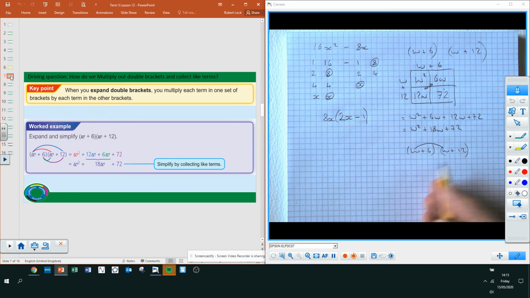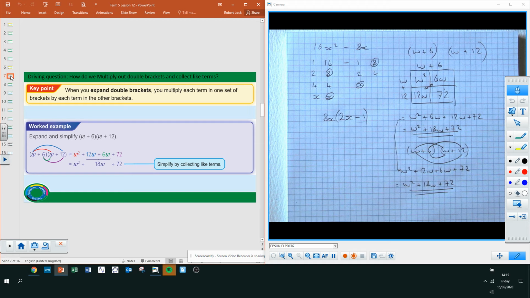W times w, so w squared. W times 12 plus 12w. 6 times w plus 6w. 6 times 12, 72, which marries up with what we got here. And then we simplify through, collecting like terms, equals w squared plus 18w plus 72. The answers are the same.